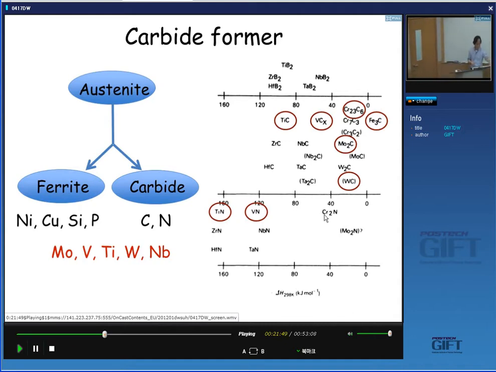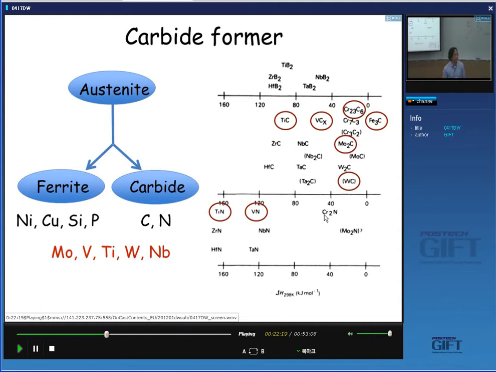Okay, let's talk about the carbide formers. As I told you, among the alloying elements, chromium, titanium, vanadium, niobium, tungsten, and... which one? One more there is. Molybdenum. Okay. Those six alloying elements tend to form carbides in ferrous alloys.